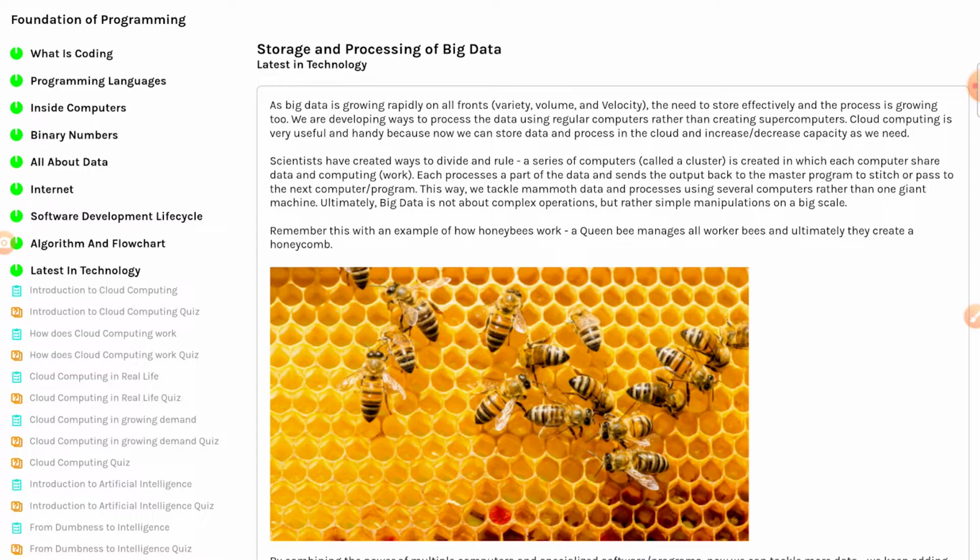As big data is growing rapidly on all fronts, in terms of the variety, the volume, and velocity, we need to store the data and then we need to process the data. So remember these two words, storage of data and processing of the data. Now, because the data is growing so fast, we need to find ways to store effectively and also process effectively.